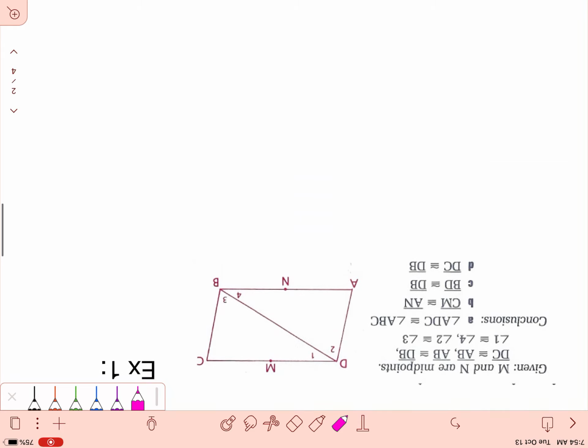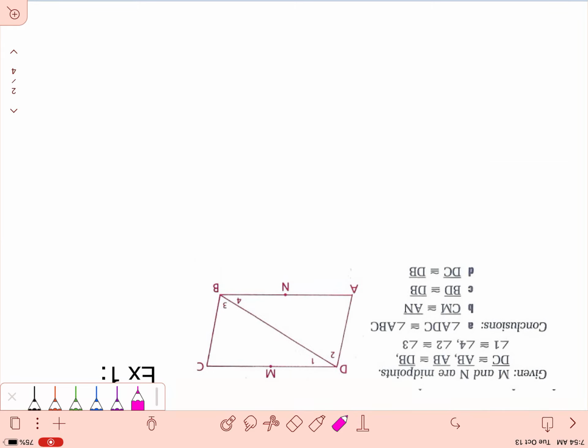Okay, so let's take a look at our first example. M and N are midpoints. Okay, so again, I see double midpoint. And when I see double midpoint, I'm thinking division property in my head. They're telling me that DC is congruent to AB. So why don't I put those in the same color so I know those are congruent. And I know M is a midpoint, which makes that congruent to that, and N is a midpoint, which makes that congruent to that.